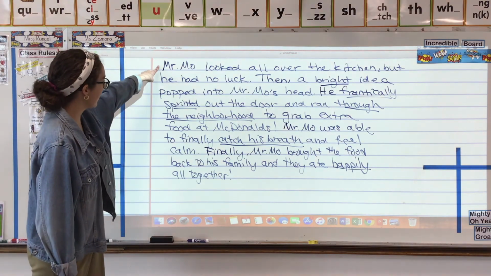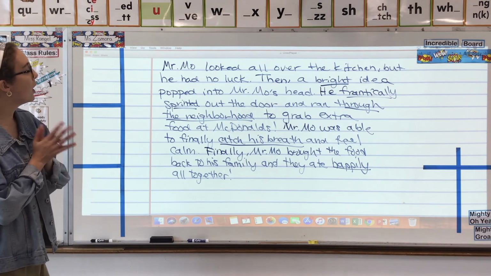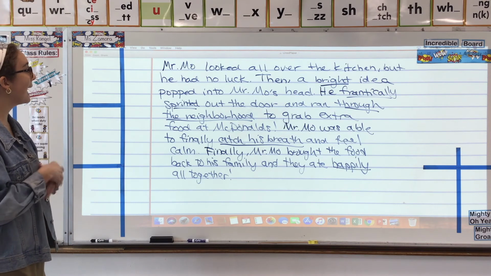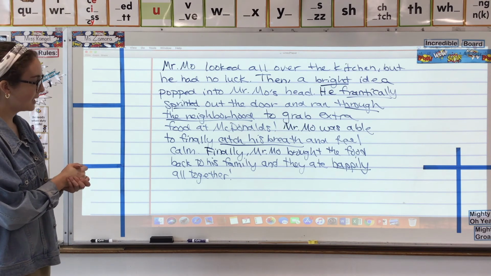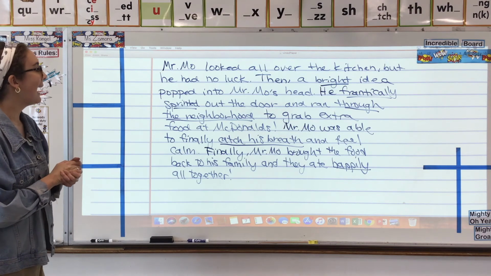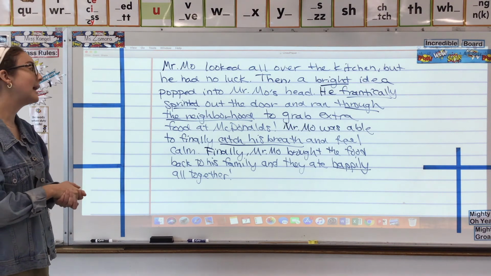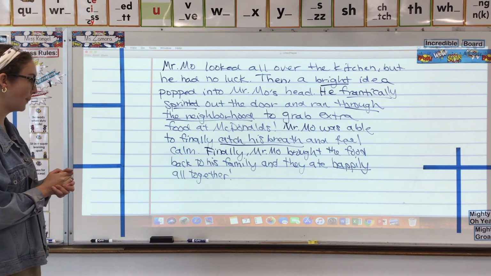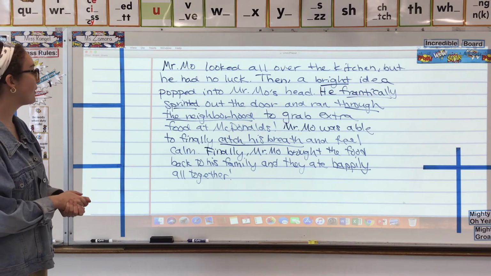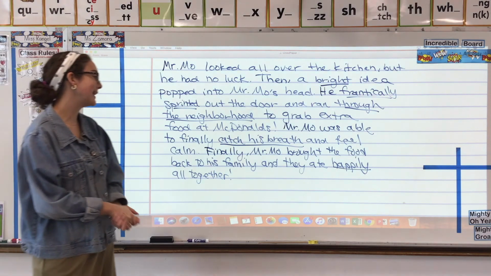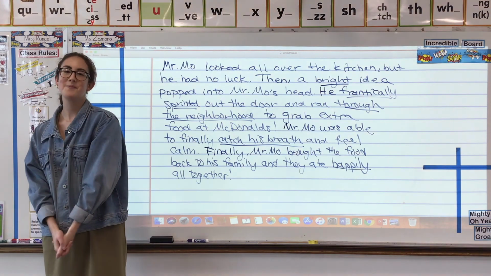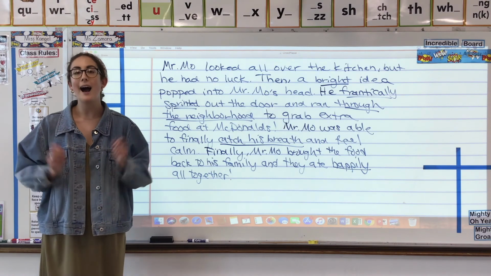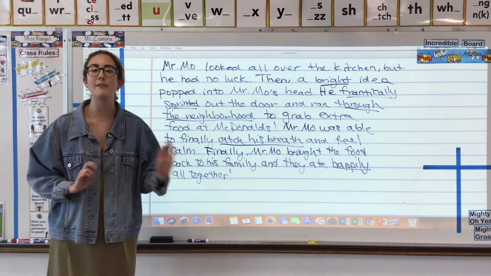Okay, from the top, it says, Mr. Mo looked all over the kitchen, but he had no luck. Then a bright idea popped into Mr. Mo's head. He frantically sprinted out the door and ran through the neighborhood to grab extra food at McDonald's. Mr. Mo was able to finally catch his breath and feel calm. Finally, Mr. Mo brought the food back to his family and they ate happily all together. Woo! After I read, I checked all my work, I am happy with where my first draft of my paragraph is.